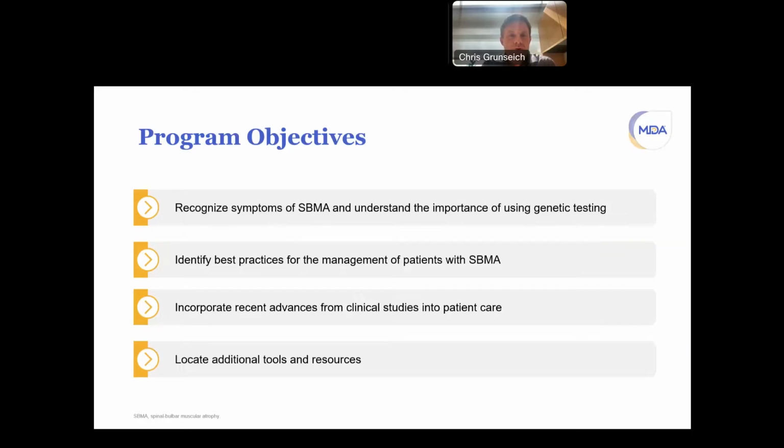The goals of this program are to recognize the symptoms of spinal and bulbar muscular atrophy, understand the importance of using genetic testing for the diagnosis, identify the best practices for the management of patients diagnosed with SBMA, incorporate recent advances from clinical studies into patient care, and locate additional tools and resources that may be useful for physicians in the community and for patients.